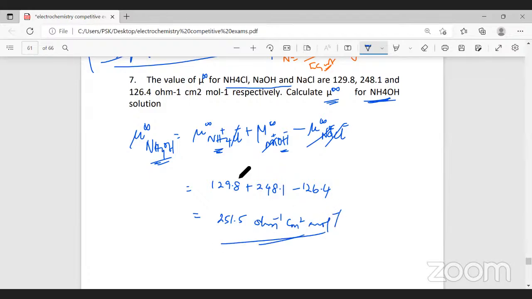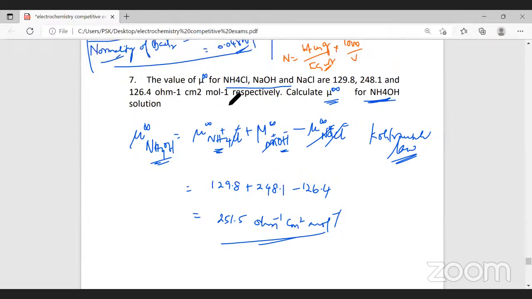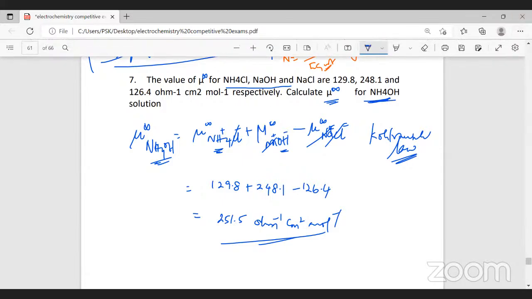Did you understand how to do this? This is based on Kohlrausch's law. This problem is based on Kohlrausch's law, because Kohlrausch's law is used to determine the conductance for weak electrolytes. Ammonium hydroxide is a weak electrolyte. It is not a strong electrolyte. So this problem is based on Kohlrausch's law. Followed? Yes, sir. Yeah.